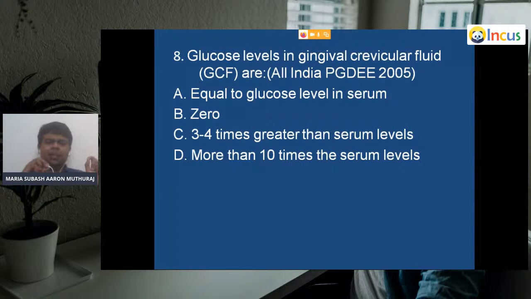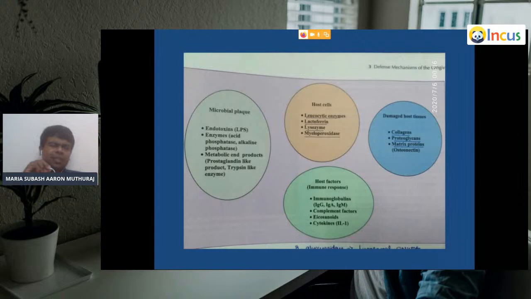Before going to that, GCF has common sources. The main sources of components of GCF are microbial plaque, host cells, damaged host tissues, and host factors. The products of microbial plaque are endotoxins, enzymes secreted by the plaque such as acid phosphatase, alkaline phosphatase, and metabolic end products like the trypsin-like enzyme of the bacteria, which is a component of GCF secreted by microbial plaque.